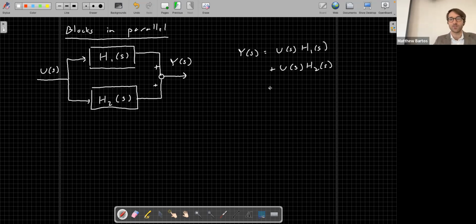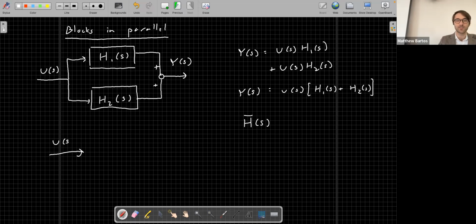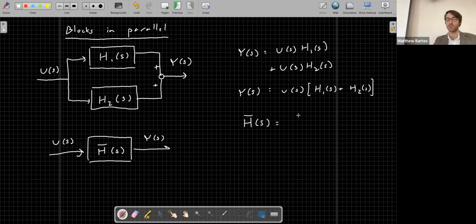Okay, and we can group those together so that we have U of s times the quantity H1 of s plus H2 of s. So the net effect is, if we have two blocks in parallel, we can define an equivalent block H bar of s such that U of s entering H bar of s produces Y of s, and H bar of s is equal to the sum of H1 of s and H2 of s.